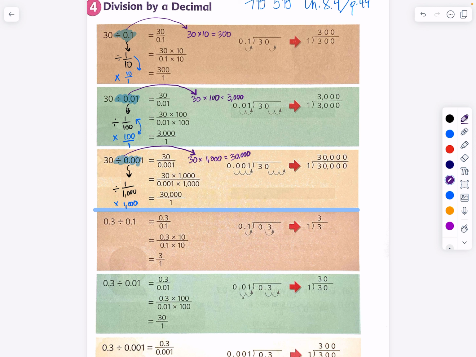Now, that's one way of looking at it. Another point of view is we can always write division. Remember, in mathematics, division can be represented as a fraction. So we can write division horizontally, or we can write division vertically. So 30 divided by 0.01 is like 30 over 0.01. And 30 divided by 0.001, we can rewrite in the vertical way, as 30 over 0.001.